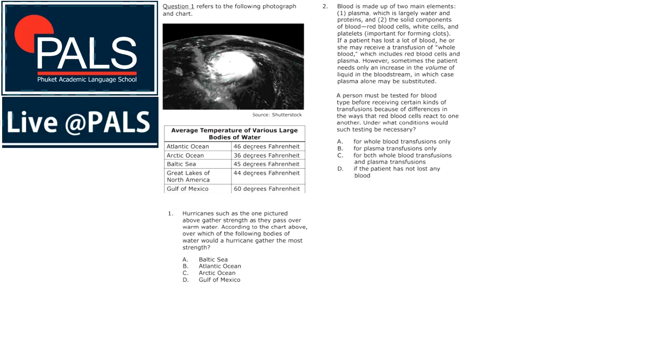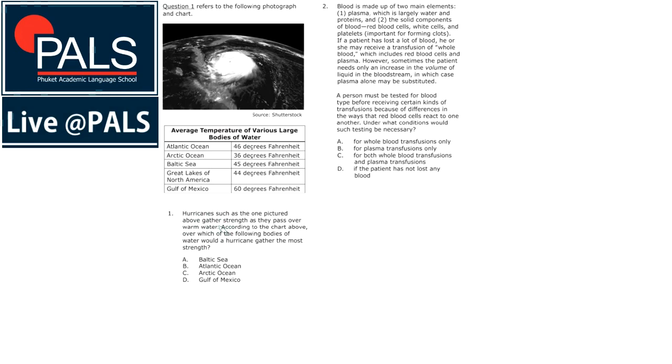hurricanes. So here we have a picture taken from space that shows us a hurricane in Earth's atmosphere. We get a table with some information, average temperature of various large bodies of water, including the Atlantic Ocean, Arctic Ocean, Baltic Sea, Great Lakes of North America, and the Gulf of Mexico, and the average temperatures.